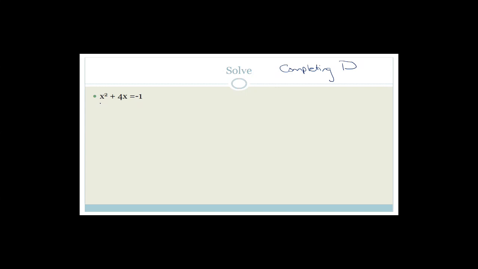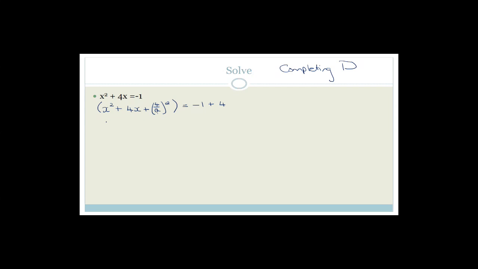So this becomes x squared plus 4x plus, we need to halve this and square it. So it becomes 4 over 2 all squared, is equal to minus 1 plus whatever this is. What's 4 divided by 2? That is 2, and 2 squared is 4. Right, so that's our number there.